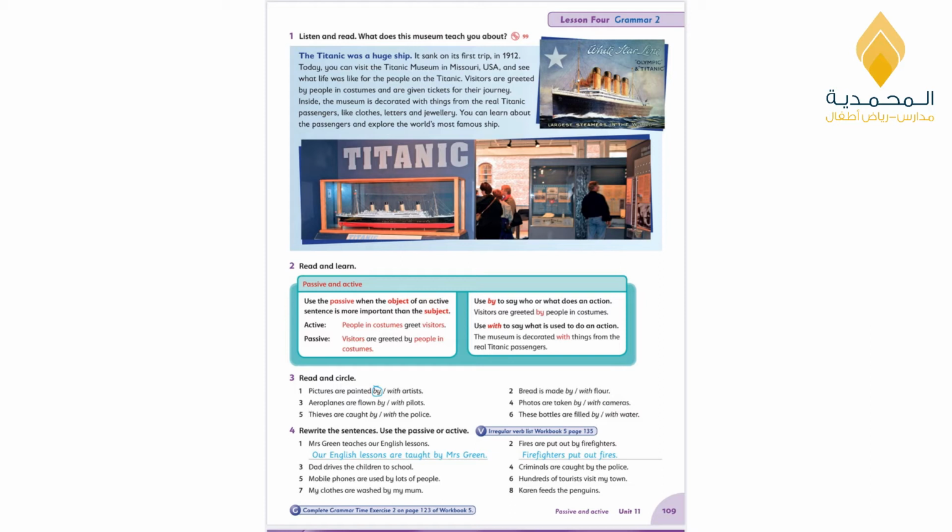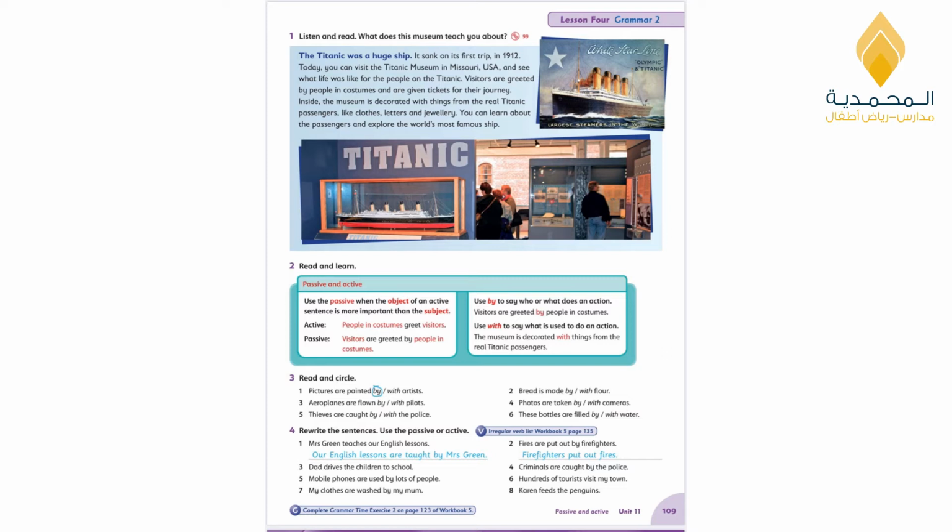Can you do number 3? Read it. Dad drives the children to school. Is this sentence active or passive? Excellent, it is active. The subject is Dad and the object is the children. Amazing. How can we turn it into passive? Yes, the children are driven to school by Dad.